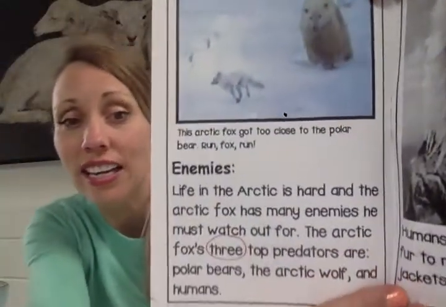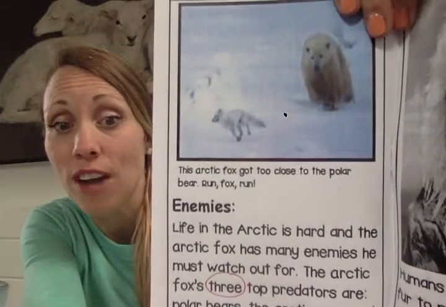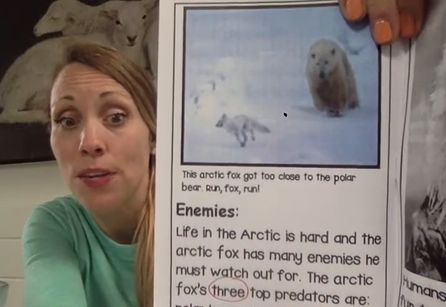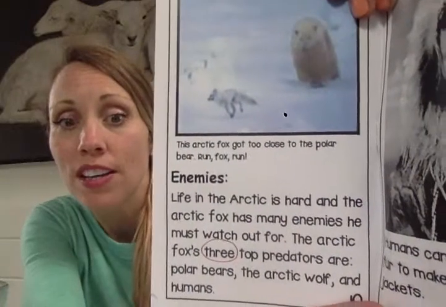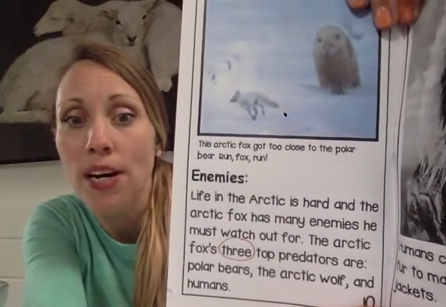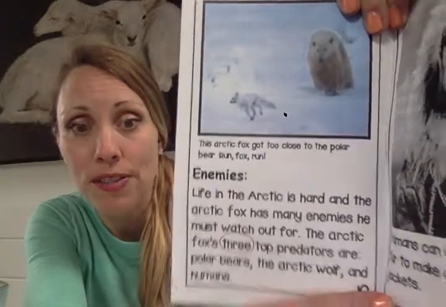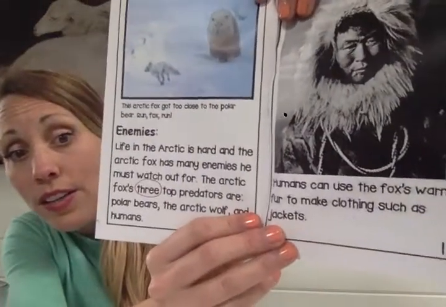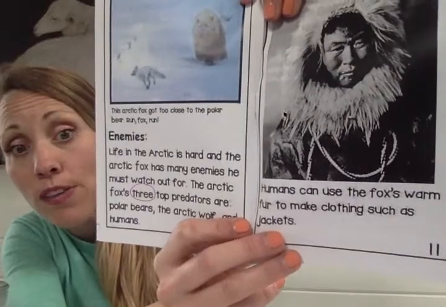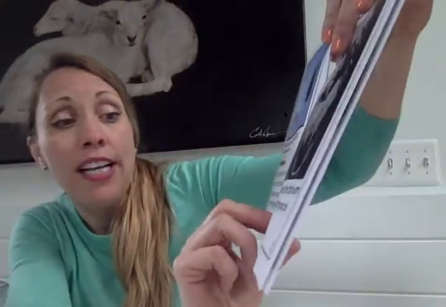Life in the Arctic is hard, and the Arctic fox has many enemies he needs to watch out for. The Arctic fox's 3 top predators are polar bears, the Arctic wolf, and humans. This is because humans can use the fox's warm fur to make clothing, such as jackets or hoods. People live in the Arctic Circle too.